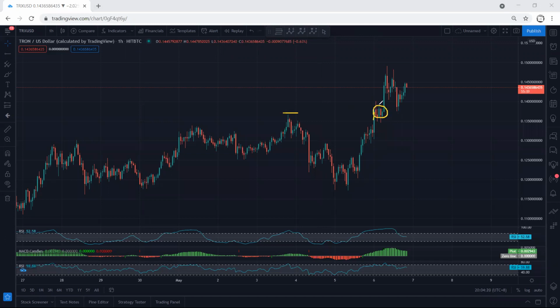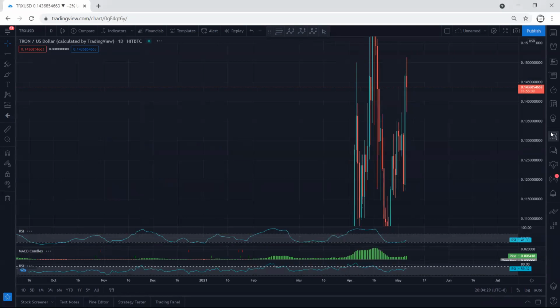But anyway, we didn't have update for this. And now we want to see what's the next. Okay, right now we're looking at this correction. First of all, we move to higher time frame. We want to see what we have based on daily chart.